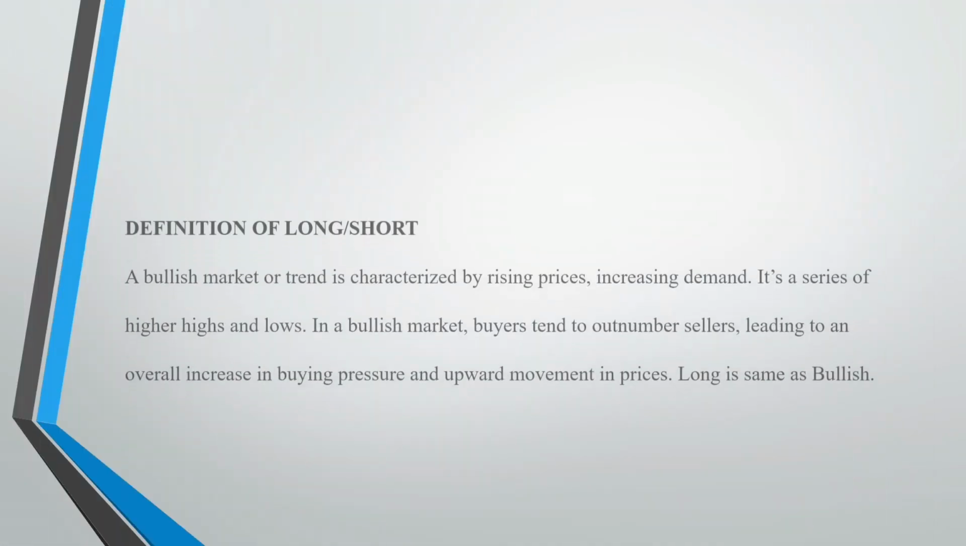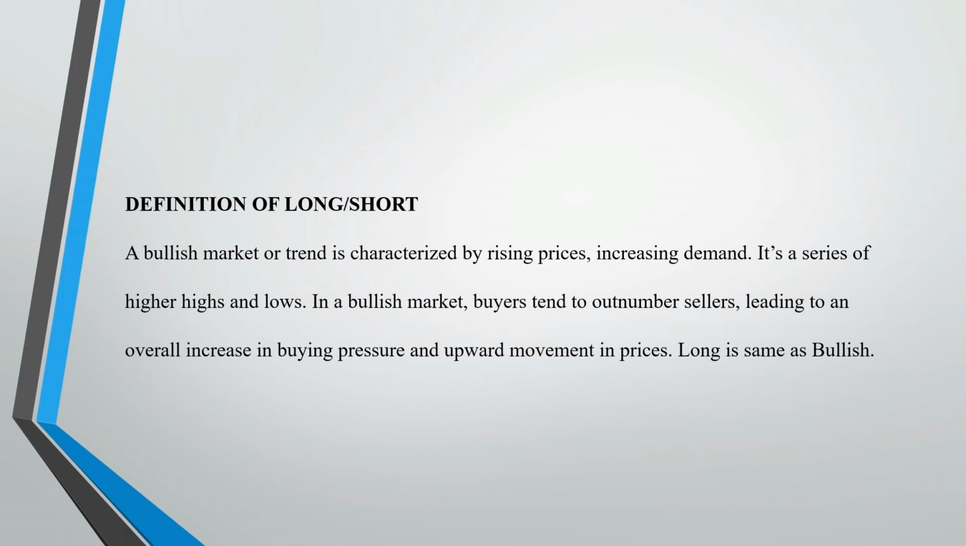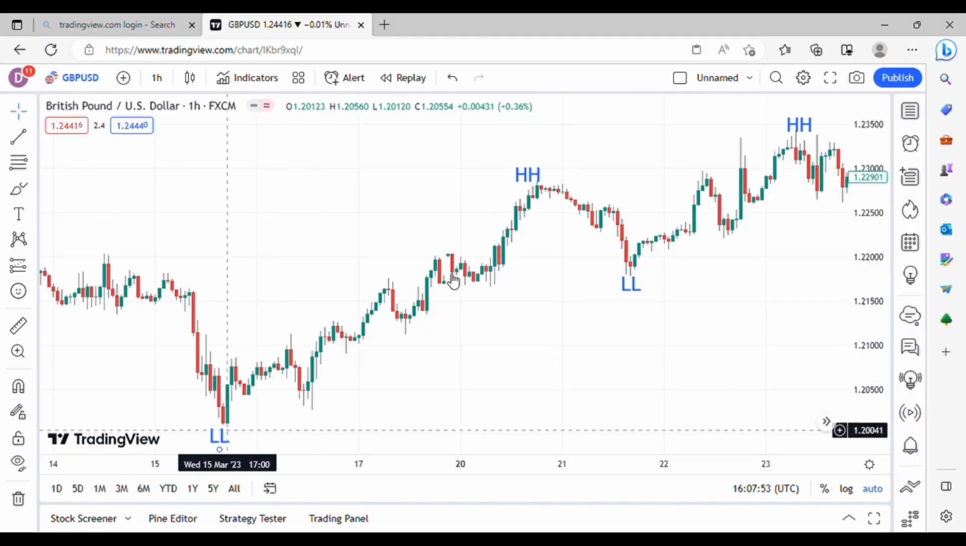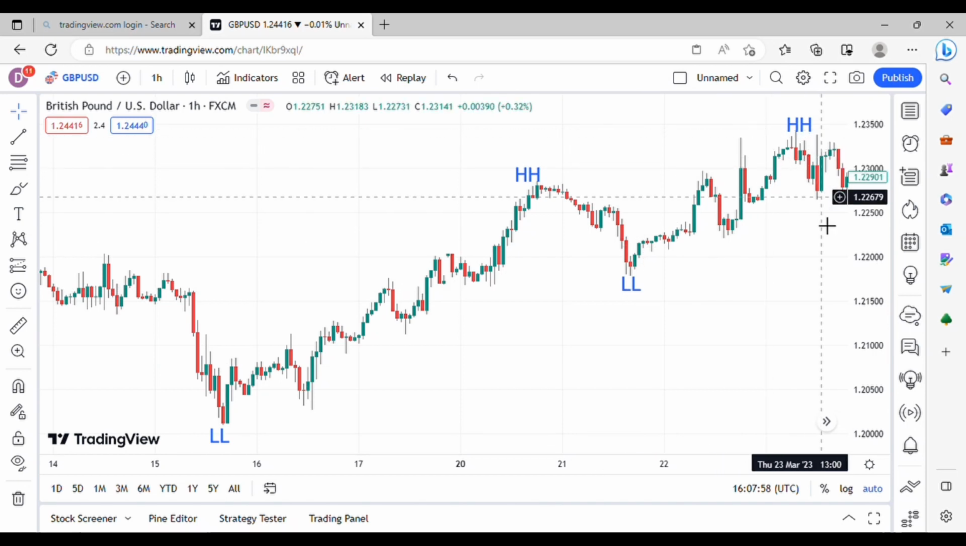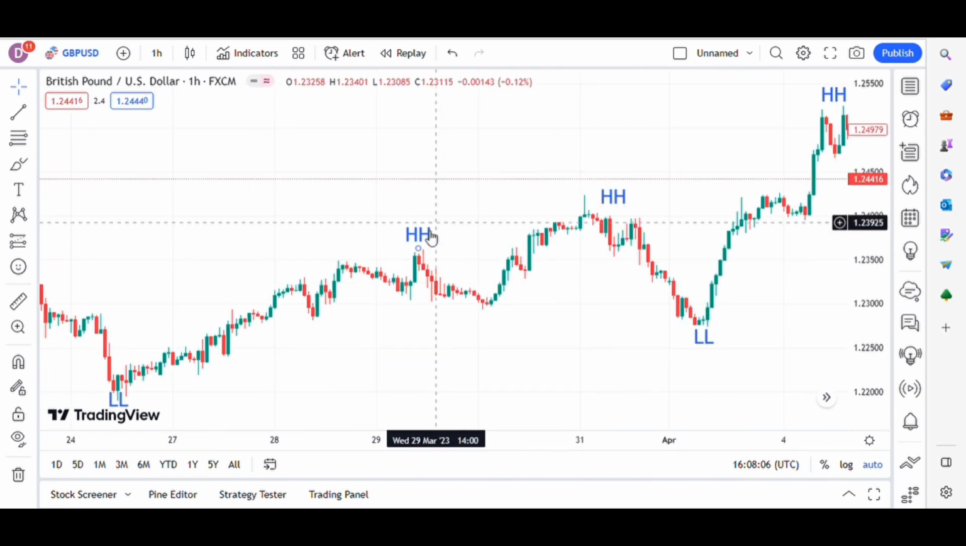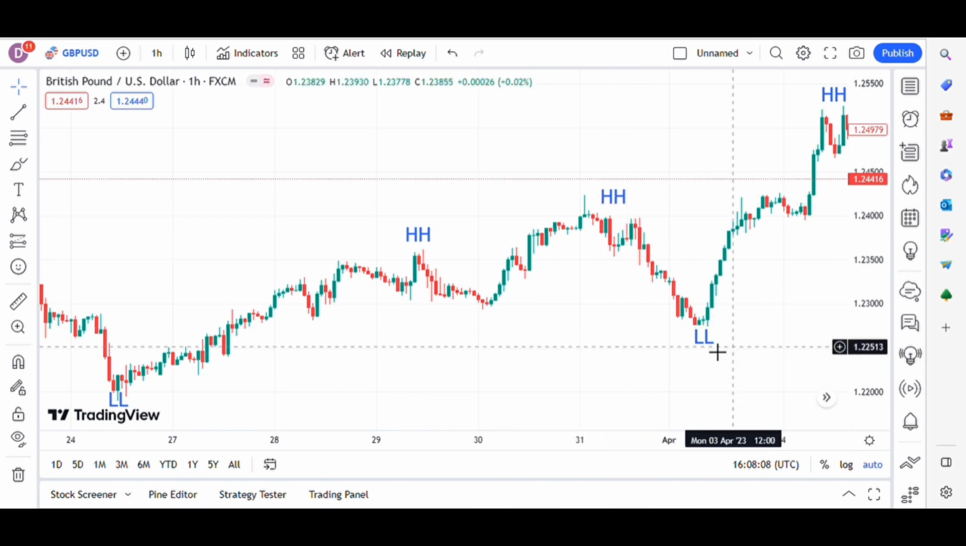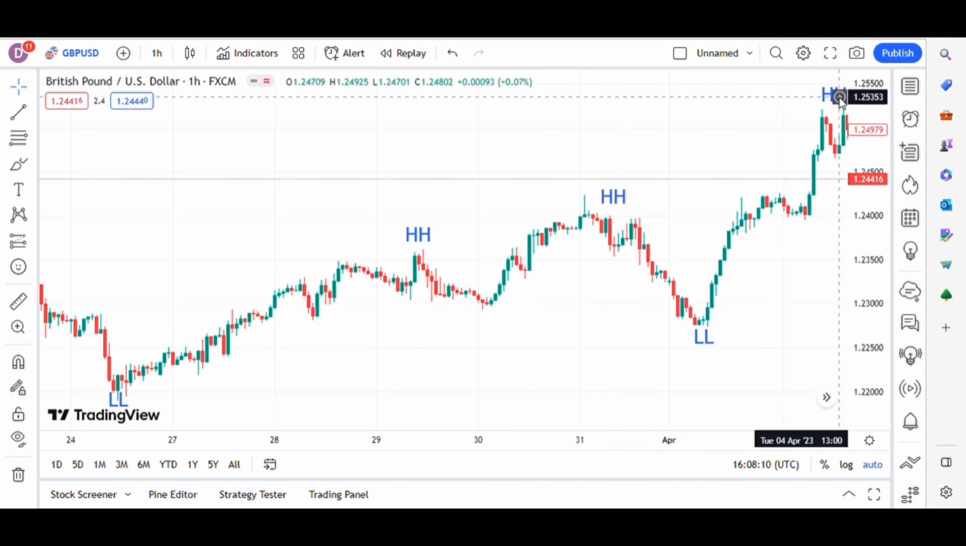Definition of long and short. A bullish market or trend is characterized by rising prices and increasing demand. It's a series of higher highs and higher lows. In a bullish market, buyers tend to outnumber sellers, leading to an overall increase in buying pressure and upward movement in prices. Long is the same as bullish.